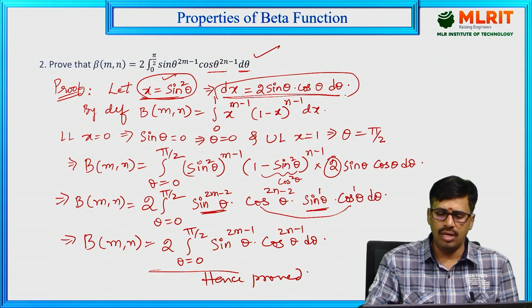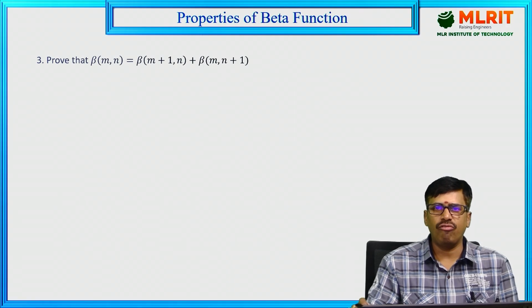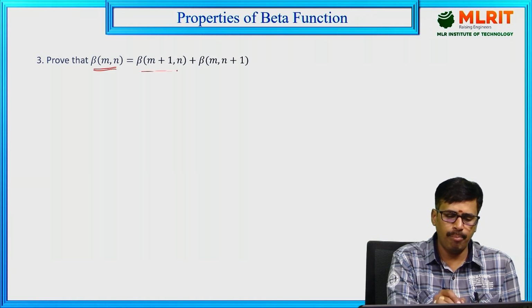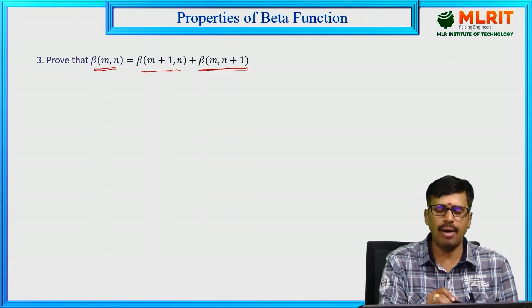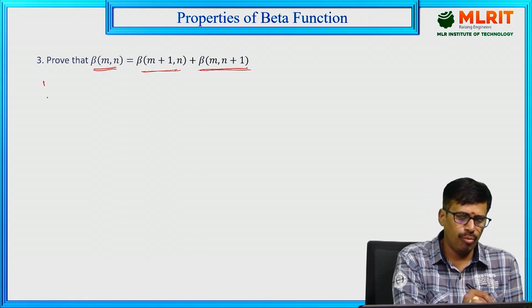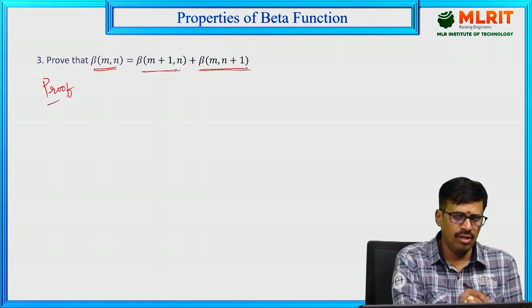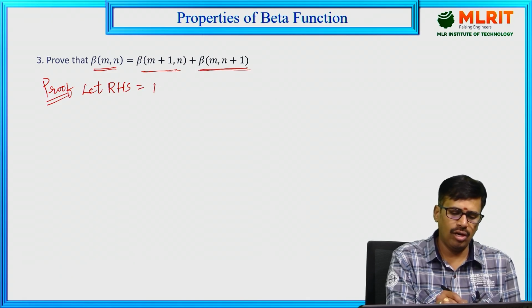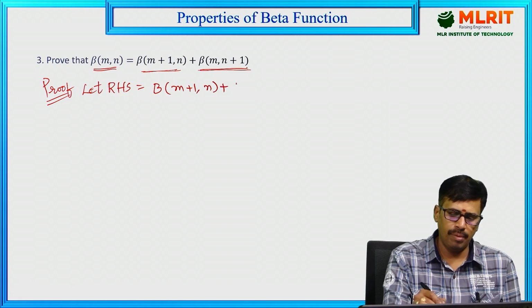Now let us see another property of beta function. Prove that beta of m comma n is equal to beta of m plus 1 comma n plus beta of m comma n plus 1. To prove this result, let us consider the RHS first, then we'll get back to the LHS. So beta of m plus 1 comma n plus beta of m comma n plus 1.